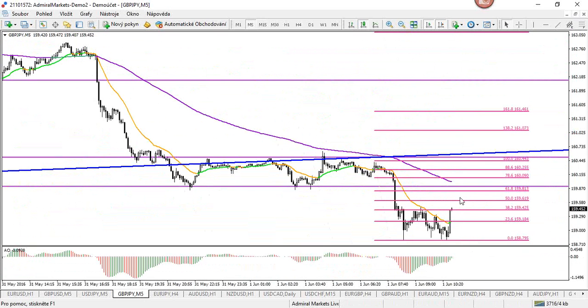Pound yen also, as I said, we want to see a bit of retracement. So we're getting that actually as we speak. Let's see how it responds around 159.80 here. These bottoms here.